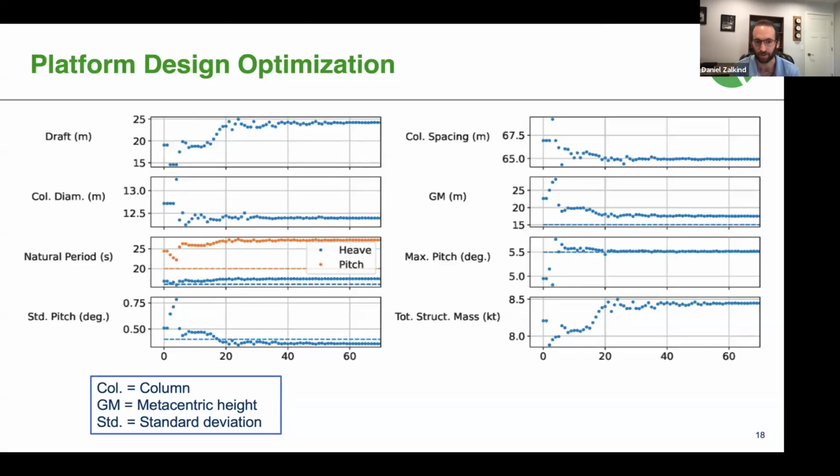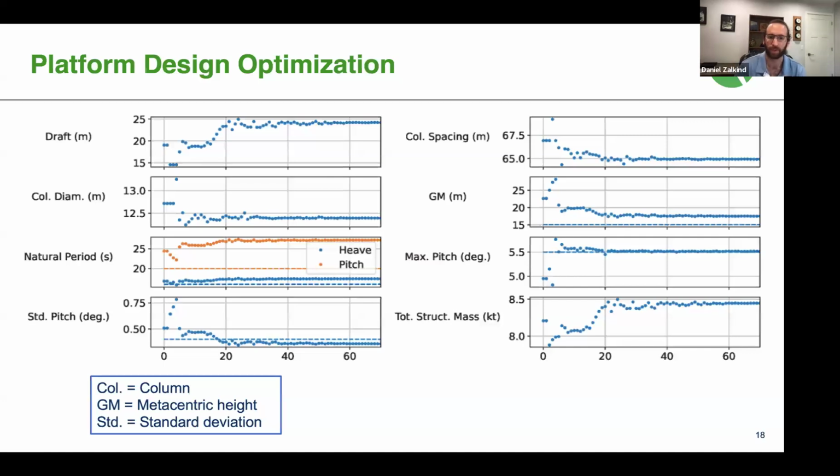We've got constraints on the metacentric height. We've got constraints on the natural periods; we want to keep those outside of the wave region. Then we also want to keep our maximum platform pitch below 5.5 degrees. And we also have constraints on the standard deviation of pitch motion and the maximum nacelle acceleration. We try to keep that below 2 meters per second squared.